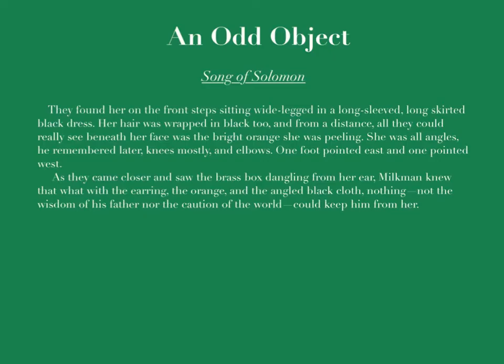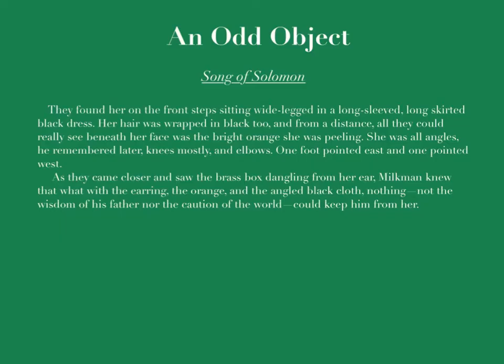It says, they found her on the front steps sitting wide-legged in a long-sleeved, long-skirted black dress. Her hair was wrapped in black too, and from a distance all they could really see beneath her face was the bright orange she was peeling. She was all angles, he remembered later, knees mostly, and elbows. One foot pointed east, and one pointed west. As they came closer and saw the brass box dangling from her ear, Milkman knew that what with the earring, the orange, and the angled black cloth, nothing, not the wisdom of his father, nor the caution of the world, could keep him from her.